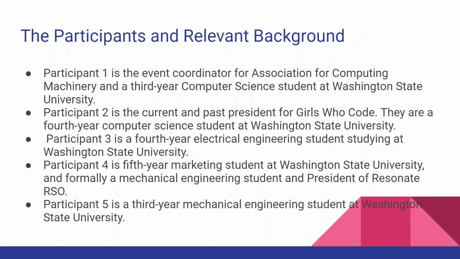And so the participants include 5 participants. One's an event coordinator for ACM club. The second one's a president for Girls Who Code. Third one is an electrical engineering student. They would act as the user, not as an event organizer. Fourth is the president of Resident RSO, which would be an event organizer. Fifth one is a mechanical engineering student who would act like a user. So we're getting all sides of the spectrum here.